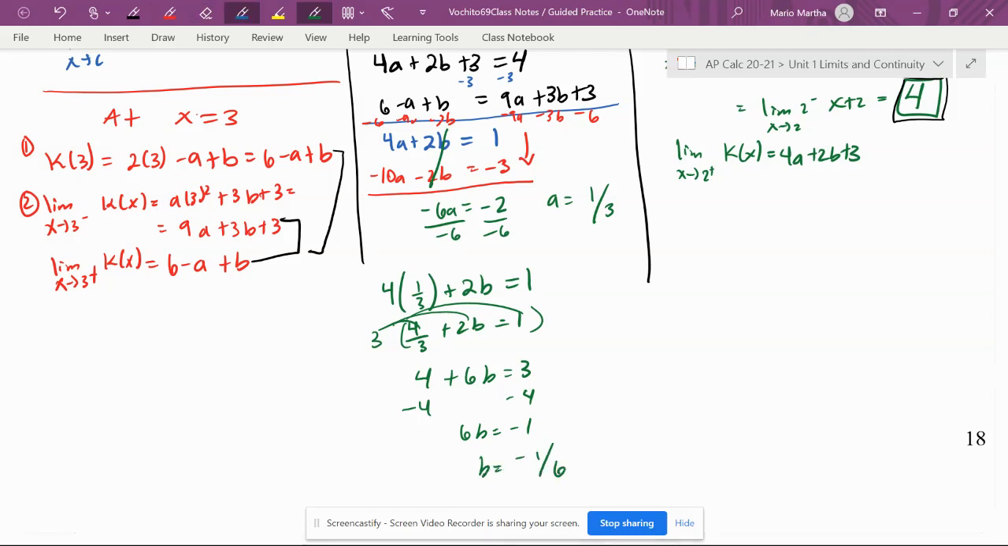So the a and b values that would make this function continuous across the entire plane would be a equals positive 1/3 and b equals negative 1/6.